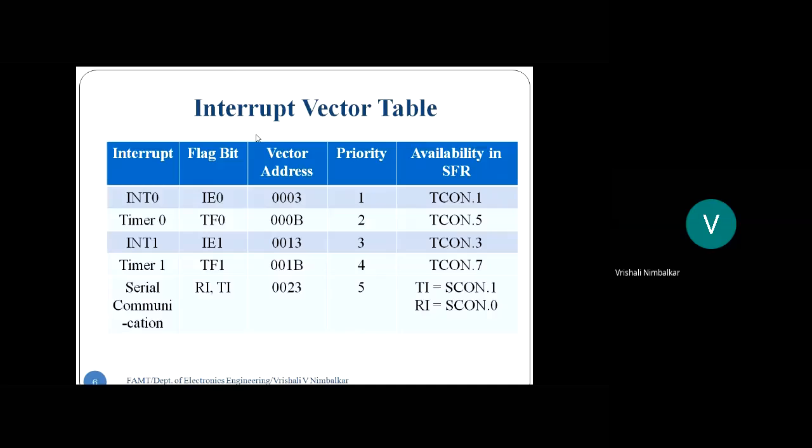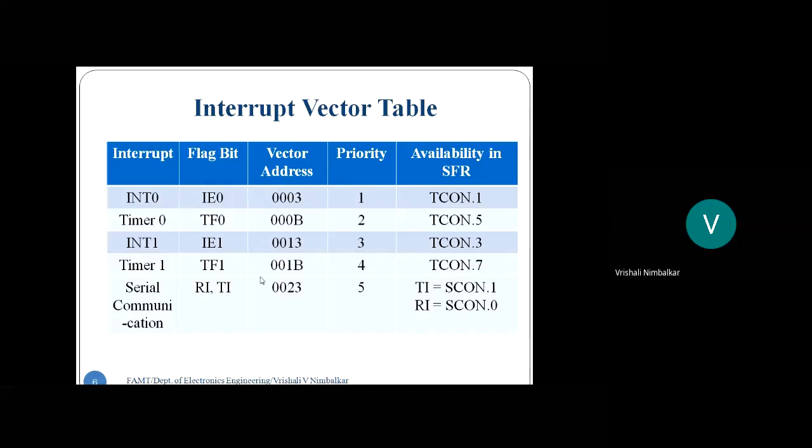It can do something else. Okay. Now, what are the vector addresses? For int0, the vector address is 0003. These are the addresses of program memory. So the vector address of int0 is 3, timer 0 is B, int1 is 13 hex, timer 1 is 1B hex, and serial communication is 23 hex.